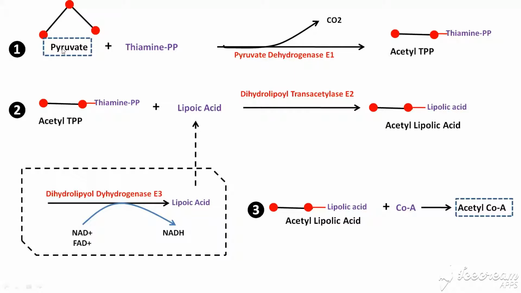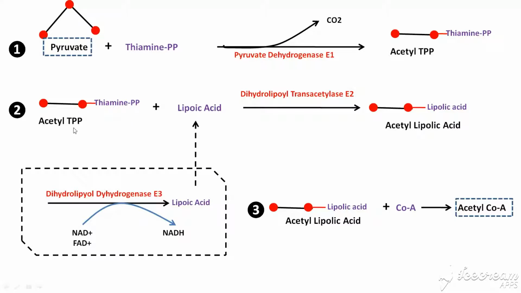So the first thing is that pyruvate is going to be combined with thiamine pyrophosphate, which is vitamin B1, and thiamine pyrophosphate is going to be the active form of thiamine. And it's going to form something called acetyl-thiamine pyrophosphate. This is going to be catalyzed by the E1 subunit of the pyruvate dehydrogenase complex, and this E1 subunit is called pyruvate dehydrogenase. And of course, it's going to lose one carbon. So we're going to end up with 2 carbons here, and we're just going to add thiamine pyrophosphate onto it. So what happens here is that basically the pyruvate loses a carbon and thiamine gets added.